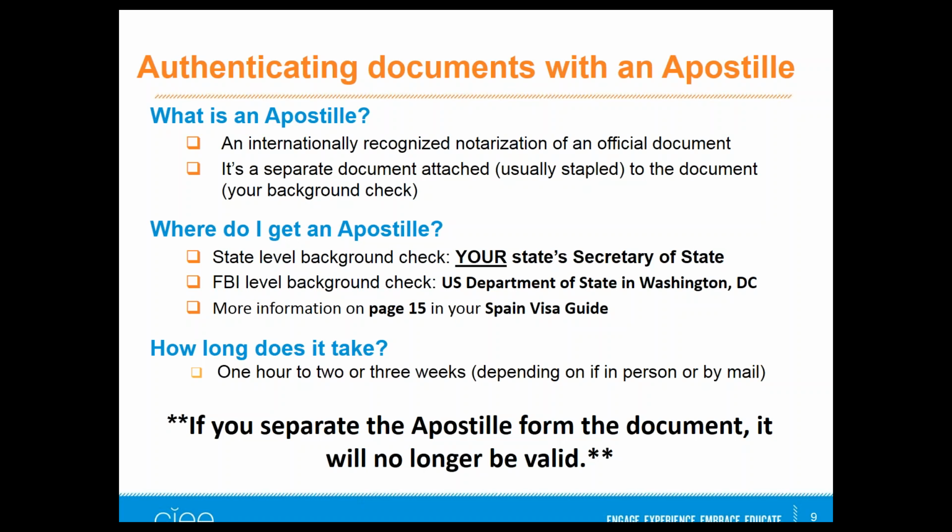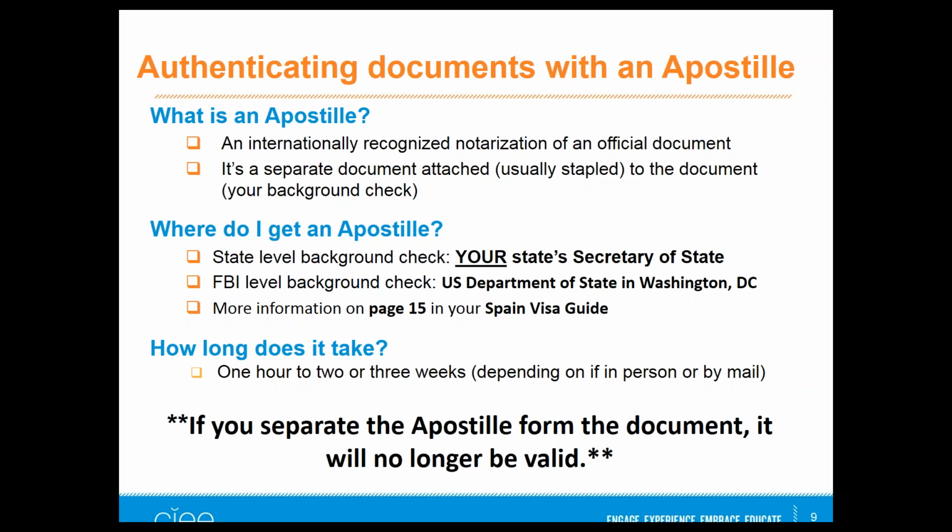Okay, so you've got your background check. Now what? After you've made and notarized your copy to bring with you to Spain, you're going to need to get an apostille on the original background check. So an apostille is essentially an international notarization. It's not something that you can go to the local bank and get. It's different. It's something that is going to be recognized by foreign countries as well. And what it is, it's an official paper document that's attached to your background check, and it's required to certify the background check for the consulate.